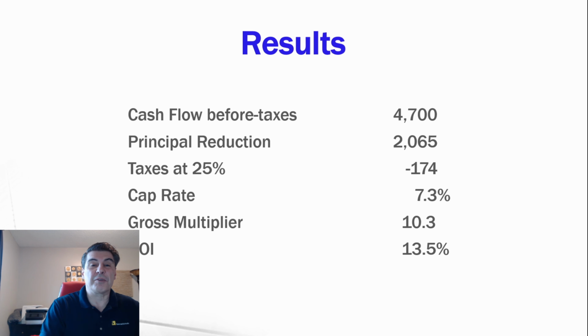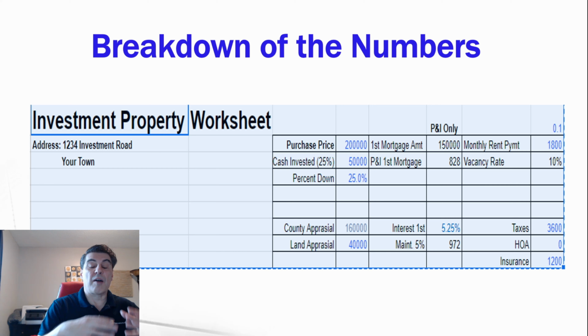Now let's go look at those numbers in more detail. Okay, now I'm going to go over the breakdown of numbers one more time and just point out a couple additional things that I have put on a spreadsheet. Again, you'll see that the purchase price is $200,000 with a cash invested of $50,000 or 25%.